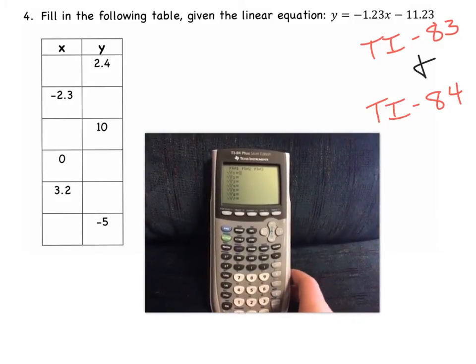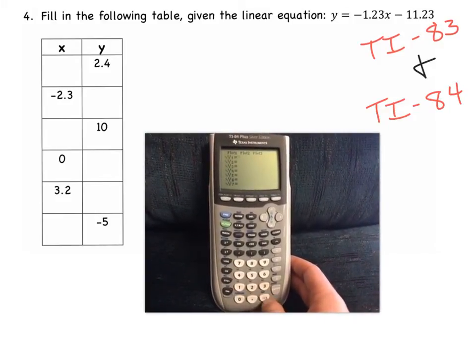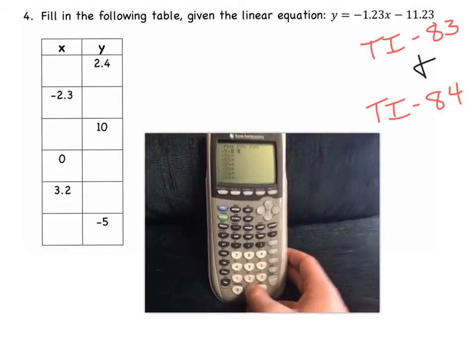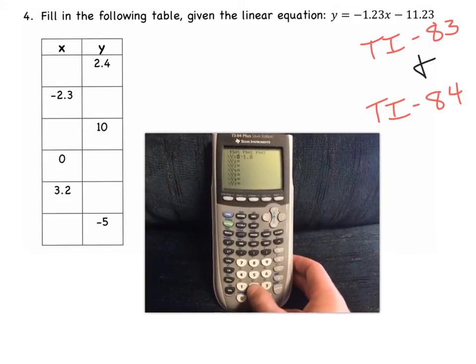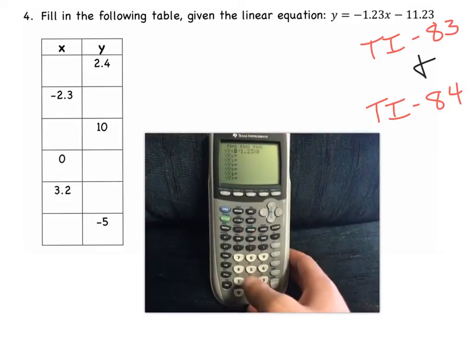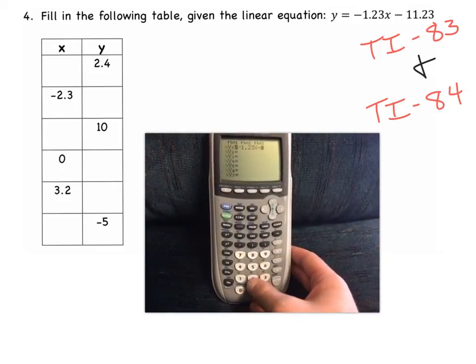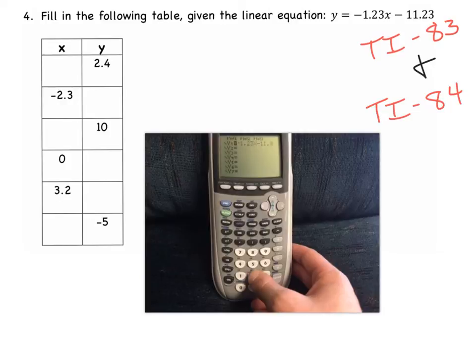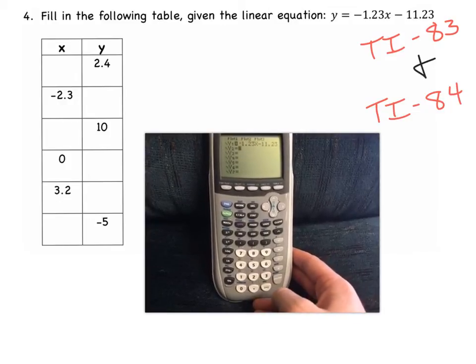Now, it's really important that when we type in a negative, we use this sign at the bottom. So negative 1.23x, and then minus 11.23. Okay, so we have that plugged in.